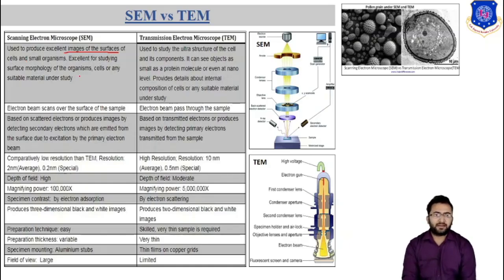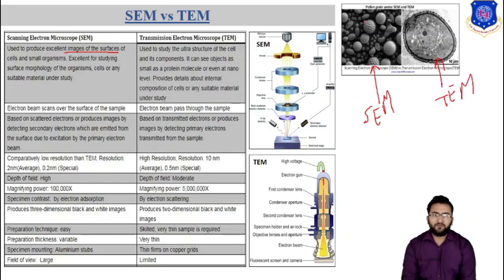So this is one example of SEM and TEM. This is the image using the SEM, whereas this image is for the TEM, or transmission electron microscopy.